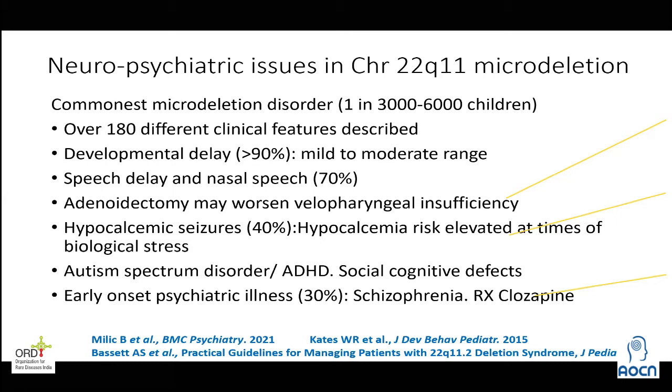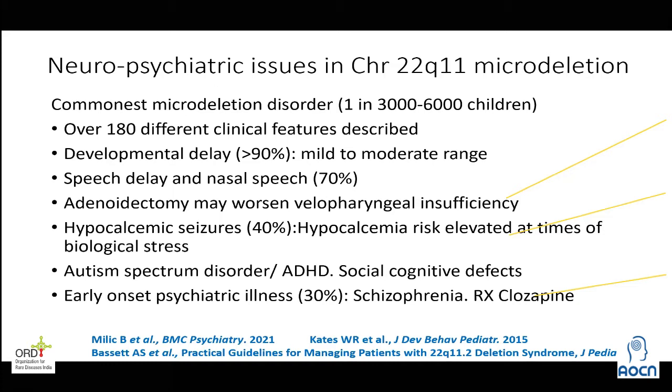As they grow up, they're often diagnosed as having autism spectrum disorder with or without ADHD. And the main issues that you focus on are the social cognitive deficits. Early onset psychiatric illness is a very, very key thing. Now, I would like to say that this is something that we have been learning about in the last 15 years or so, that psychiatric illnesses such as schizophrenia are seen in about 1 in 3 patients who have 22q microdeletion. And considering that it's the commonest microdeletion syndrome worldwide, 1 in 3,000 to 6,000 patients have it. This is an amazingly common thing.